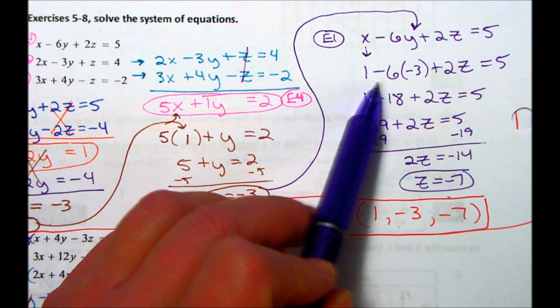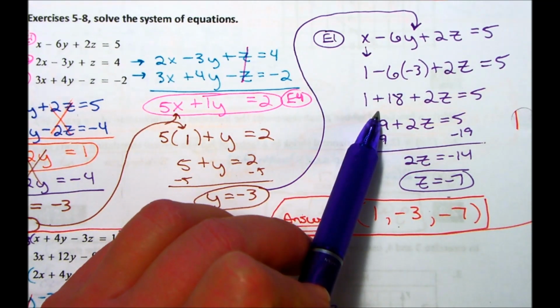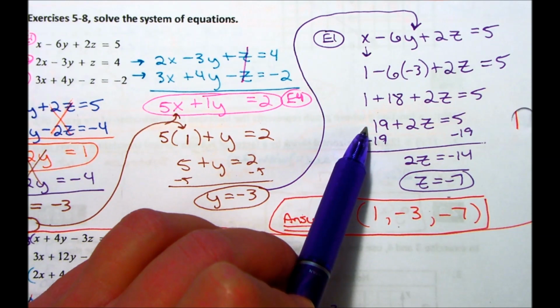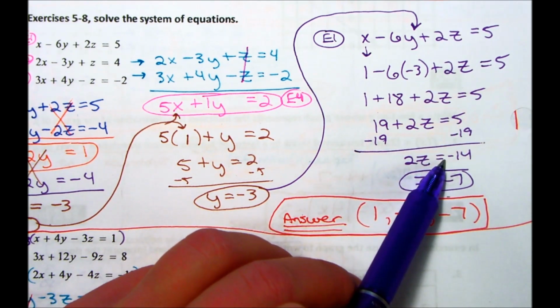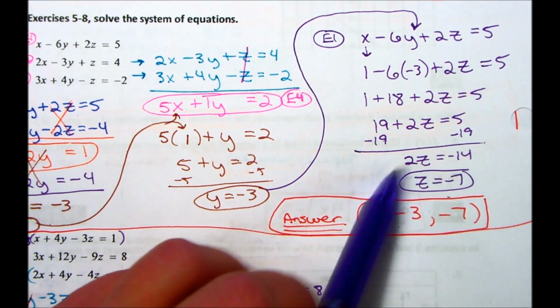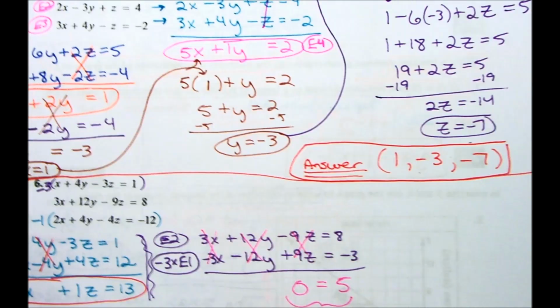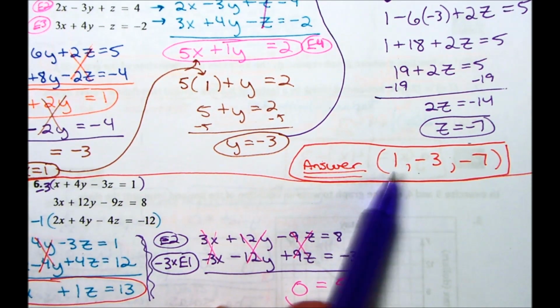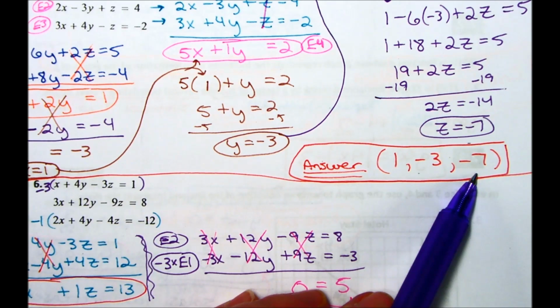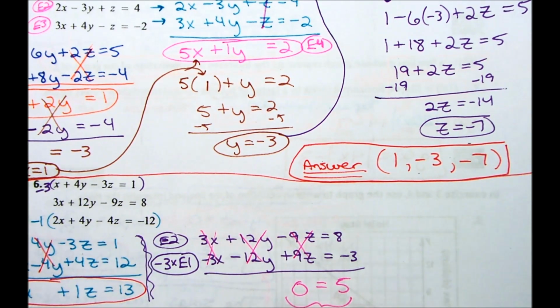So the negative 6 times the negative 3 is a positive 18. Combine like terms, I get 19. Subtract 19, which is negative 14. Divide by 2, which gives me negative 7. So then my answer as an ordered triple would be 1, negative 3, and negative 7. Those are my x, y, and z values.